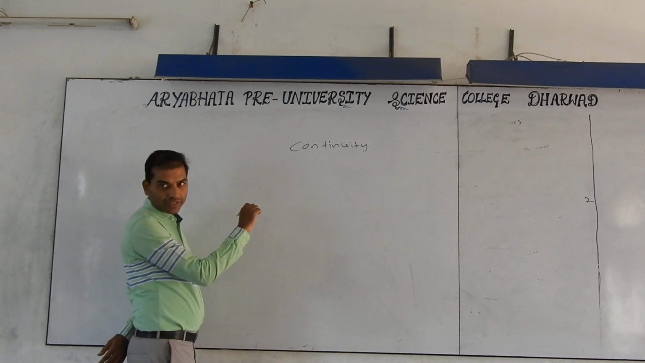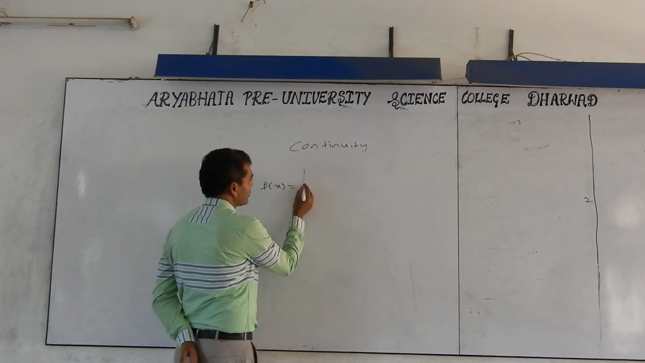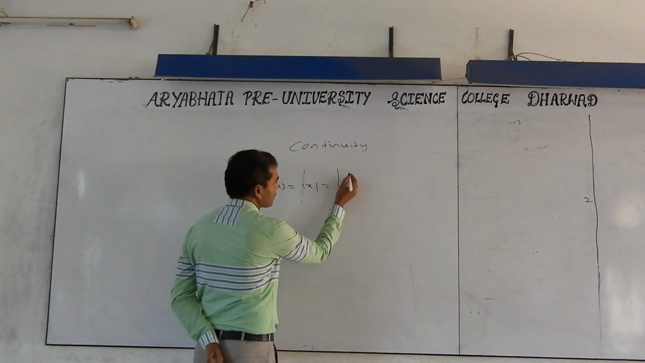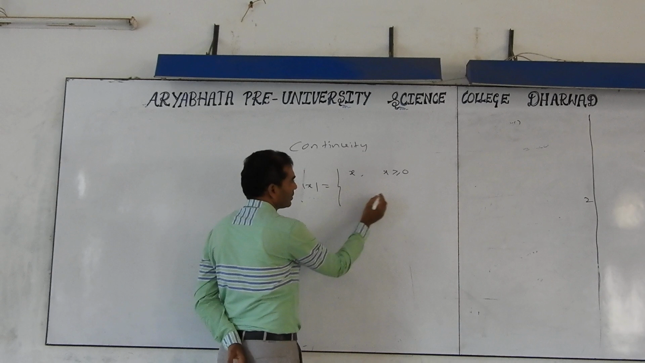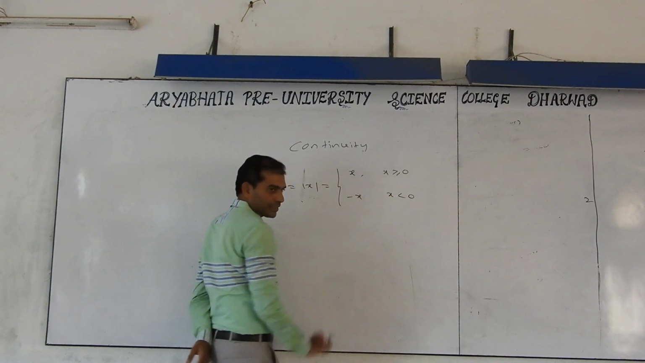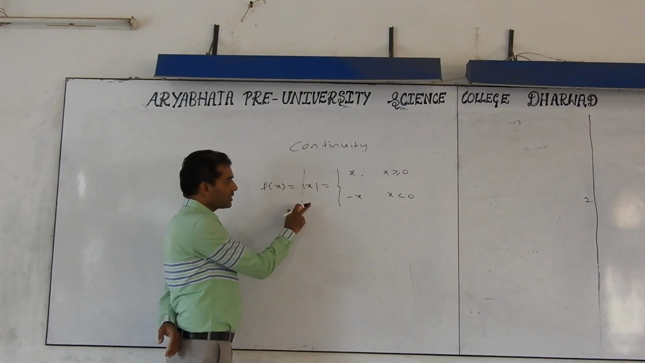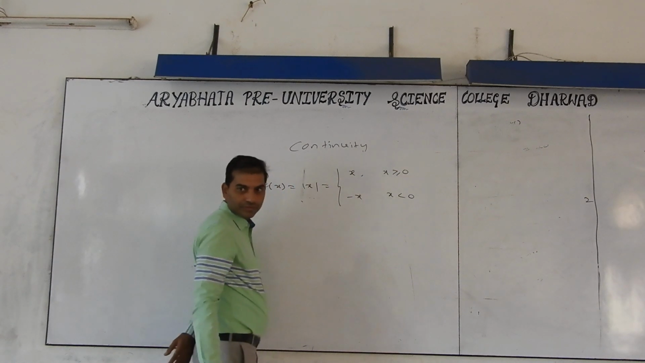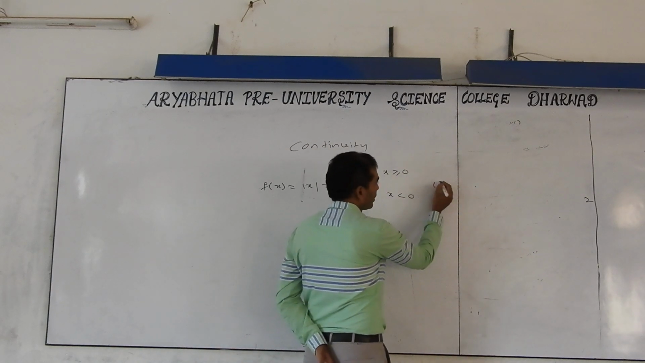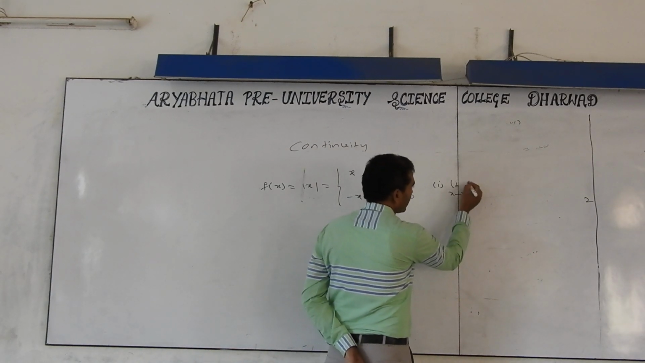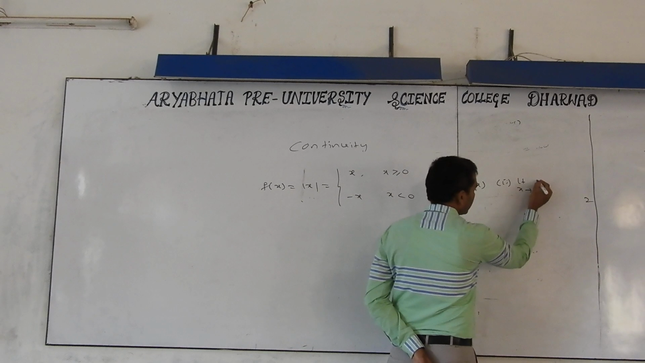Let's discuss the changing functions. f of x equals mod x. The mod x function is defined as x when x is greater than or equal to 0, and minus x when x is less than 0. So is this a changing function at 0? Yes, it is changing at 0, but it's not changing at any other point. Then find limit x tends to 0 f of x. Second one, limit x tends to 3 f of x.